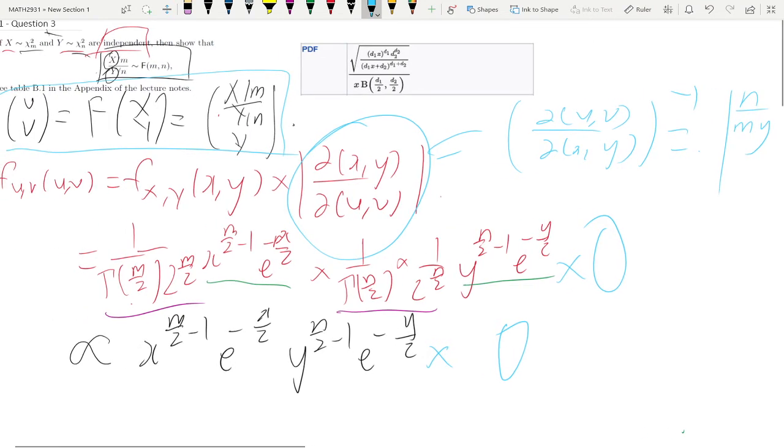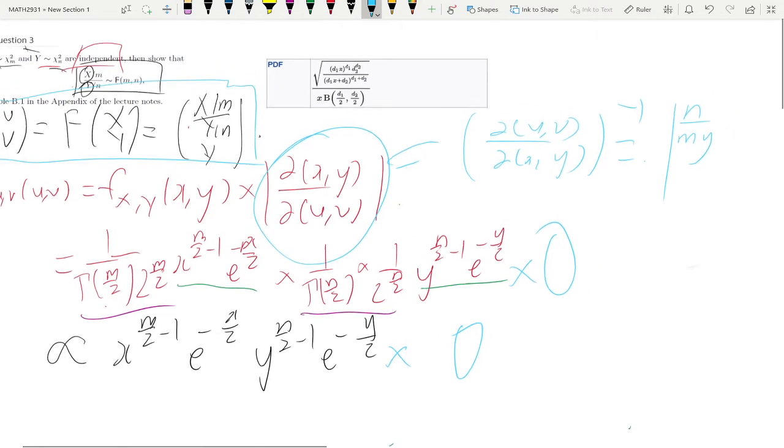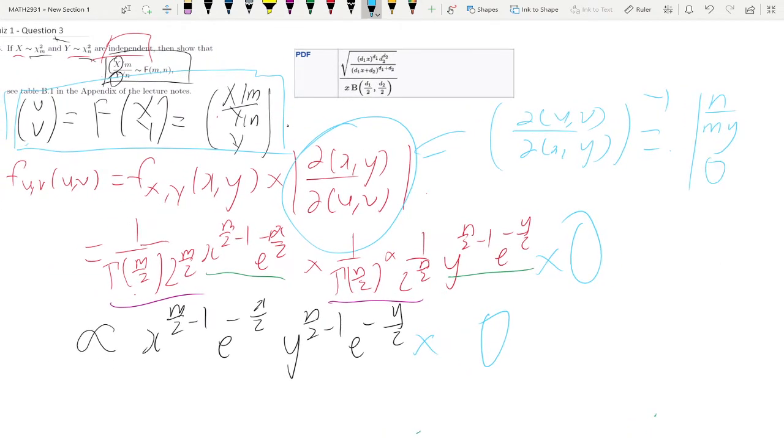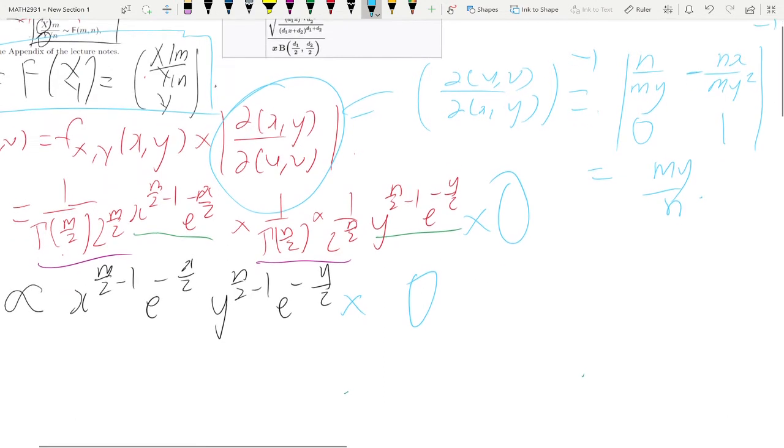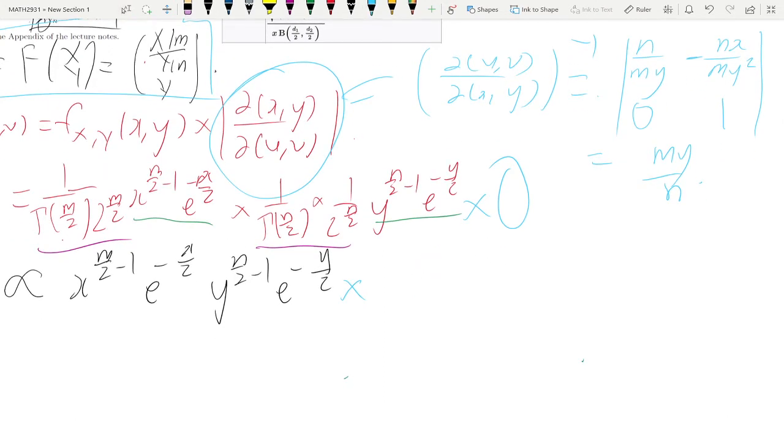I differentiate u with respect to x, which gives m on n. Next, I differentiate v with respect to x, but since v is just y, that's 0. Do the same thing over here: differentiate with respect to y in the second column. You get negative x on y squared, and this is 1 because v is just y. You have to invert this, and you can see that this is just diagonal, so it's just n on m. So my circle thing is actually n on m.